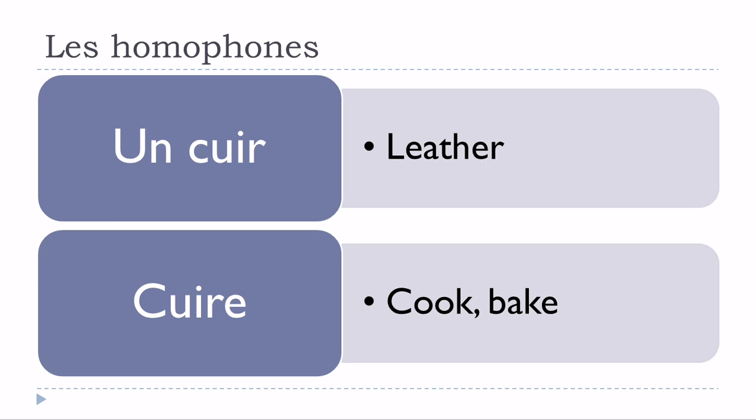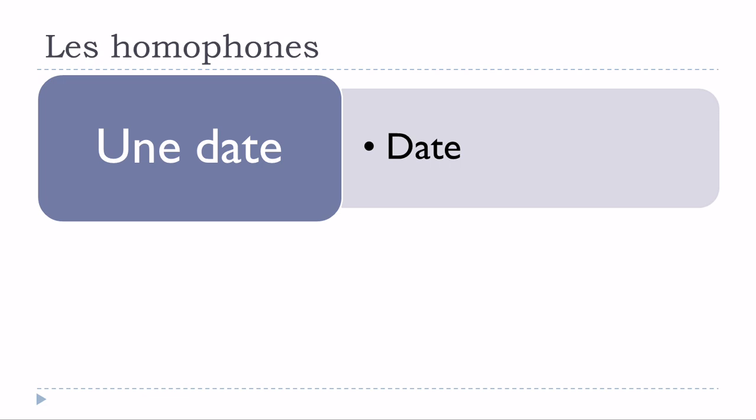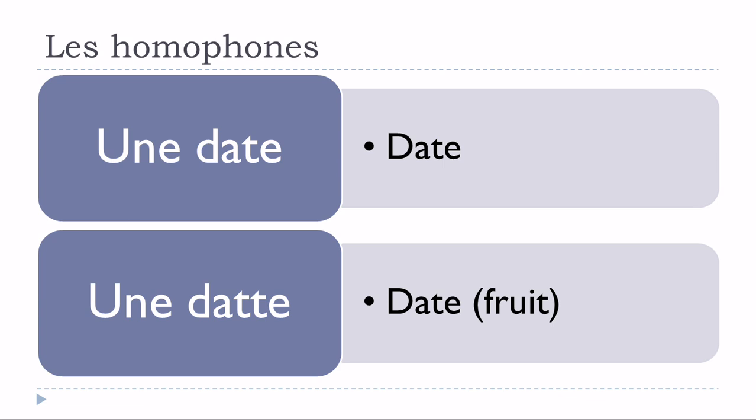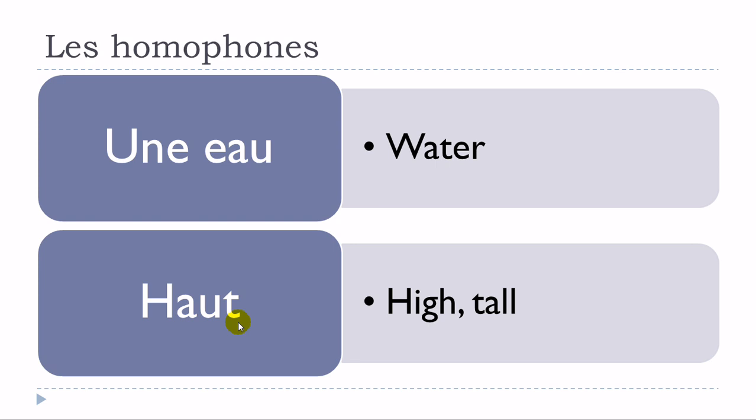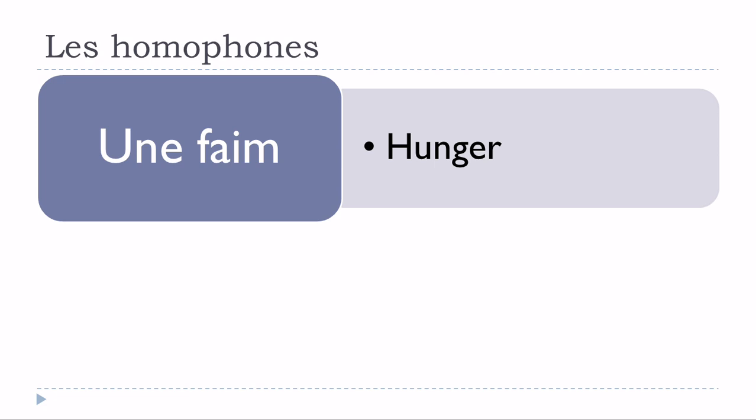Une date. Une date. So it's quite interesting because in English it's written the same way. Okay, so in that case we're talking about the fruit. So une date, okay, and here une date, so 31 janvier, for instance, une date, okay. Une eau. And then the adjective haut. Okay, une eau. Une fin. And then une faim. Okay, so phonetically the same.